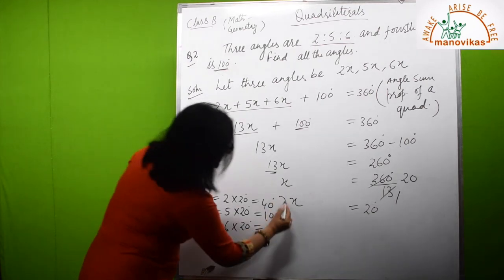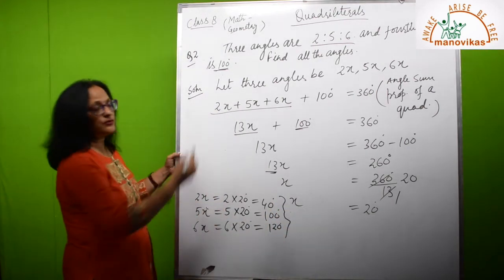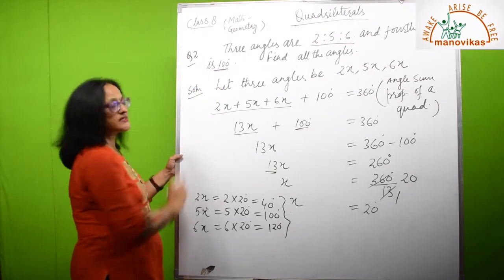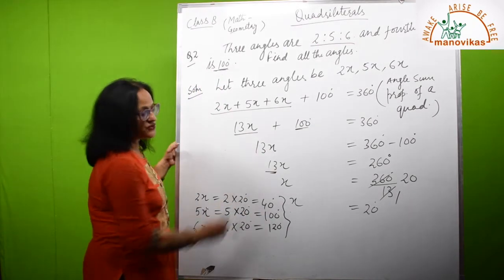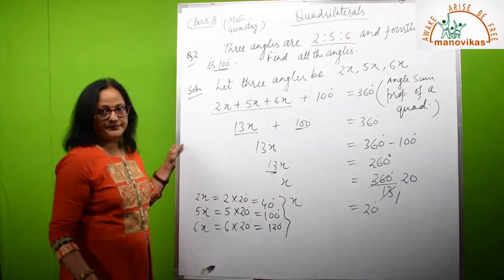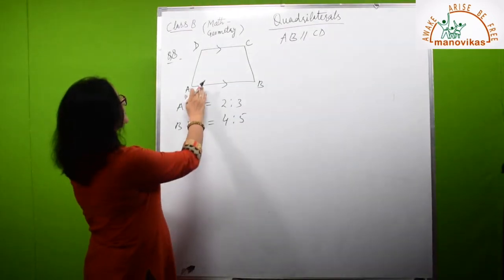So these are the 3 angles which were given in variable form, and the fourth one is 100. If you add all these angles, you will get 360 degrees. Now this is another type of question.